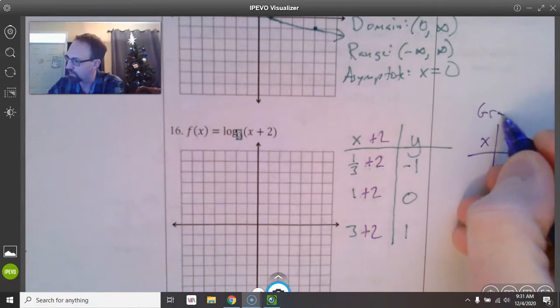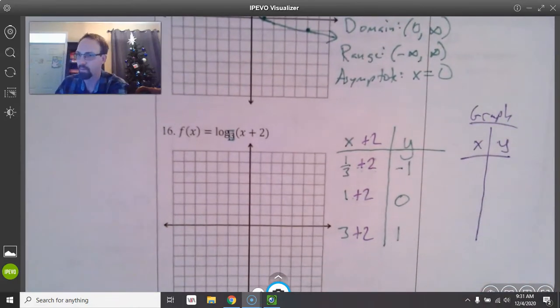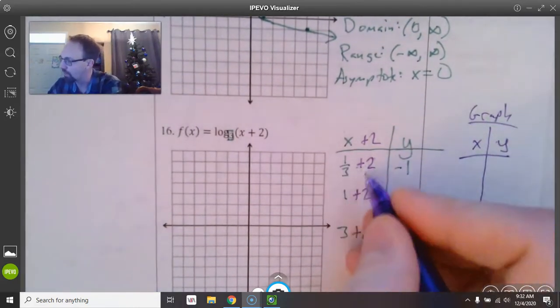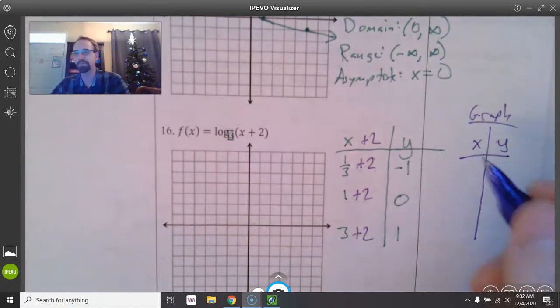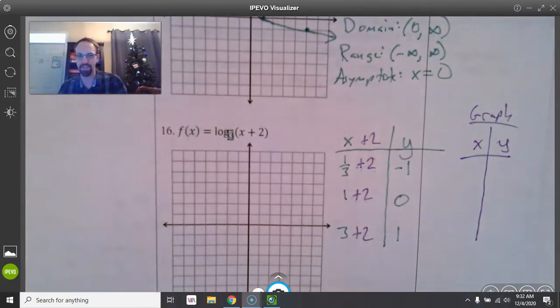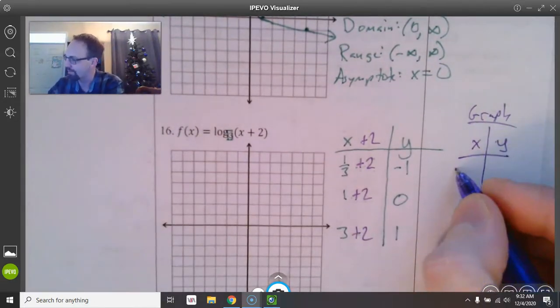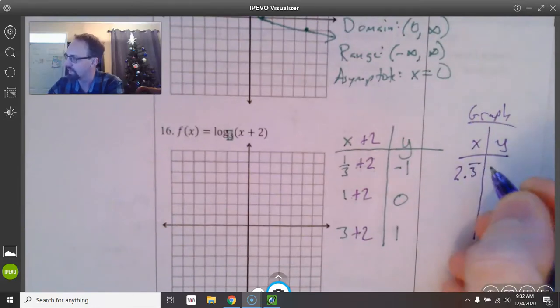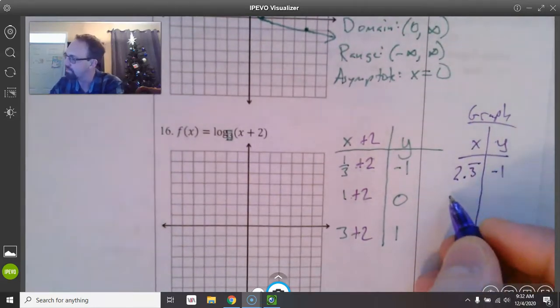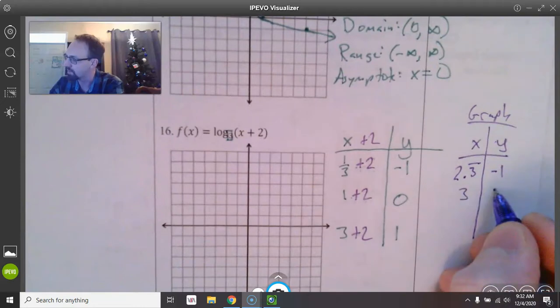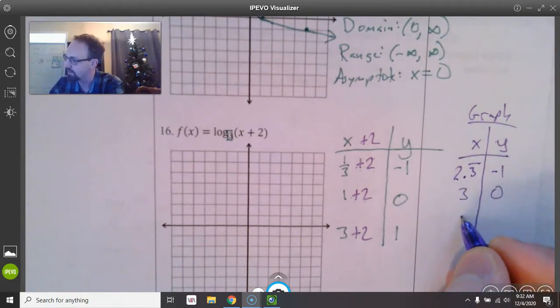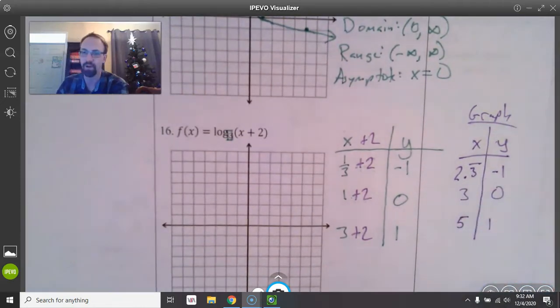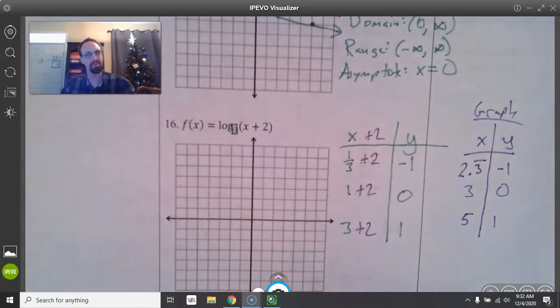So this is the one that, again, we're going to graph. So I put graph above that. 1/3 plus 2. So this is where, again, I'm going to go ahead and do decimals. It's easier to graph knowing that. So this is going to be 2.3 repeating, comma -1. Let's see, 3, 0, and then, what is that? 5, 1. Okay. Be careful.